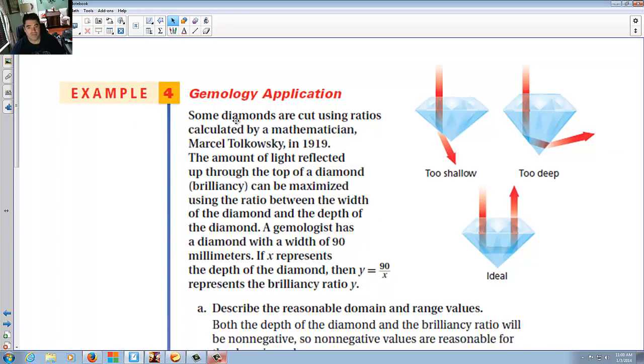Gemology application. Some diamonds are cut using ratios calculated by mathematician Marcel Tolkowski in 1919. The amount of light reflected up through the top of the diamond, brilliancy, can be maximized using the ratio between the width of the diamond and the depth of the diamond. A gemologist has a diamond with a width of 90 millimeters. If x represents the depth of the diamond, then y equals 90 over x represents the brilliancy ratio y.